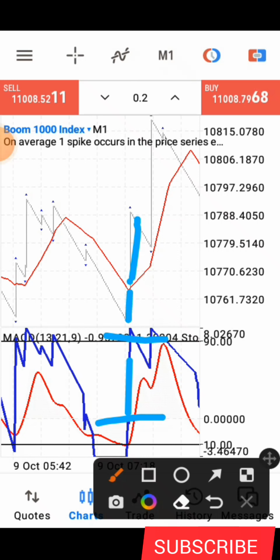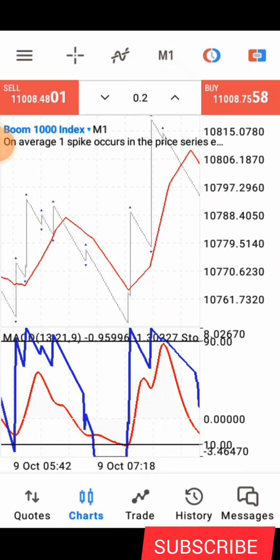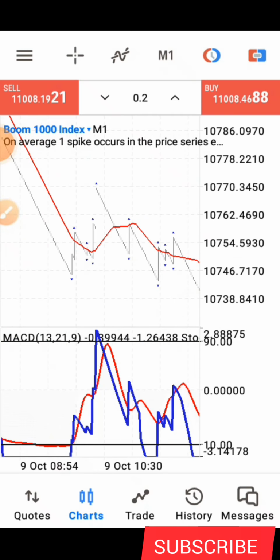Some people will still want to hold for another spike, but my advice is don't hold with this strategy. It's a spike catching strategy and a scalping strategy. Just go in and go out. If you do it like that, you will have more winning trades than losing trades. I hope you get what I'm trying to say here. Now this is another example to show you things clearly.